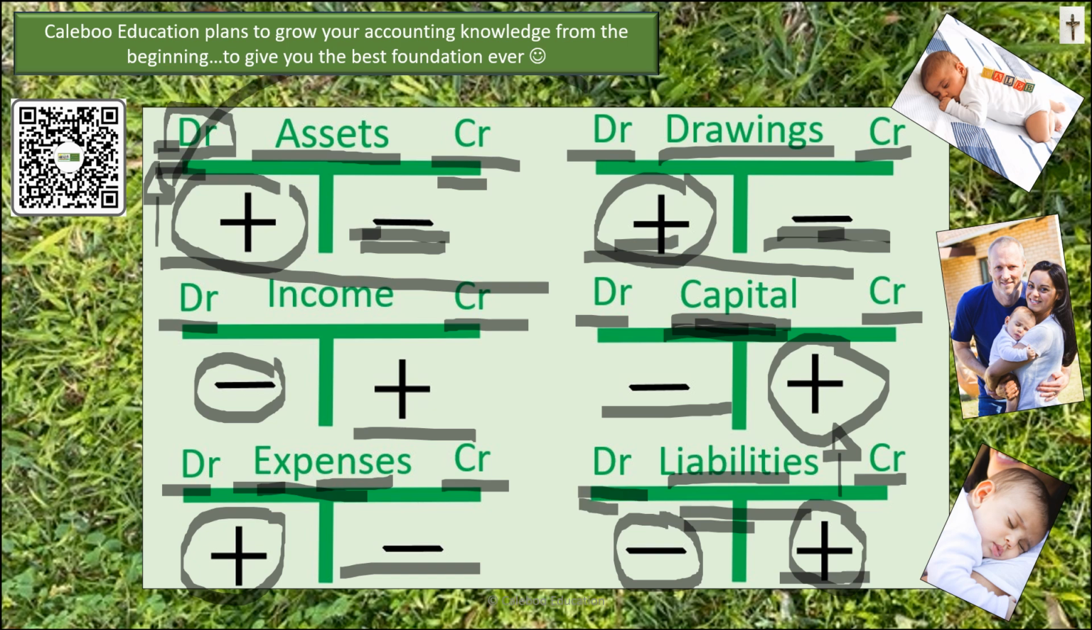You need to know these rules like you know your alphabet. It will help you to apply the rules. You also need to know your definitions of assets, drawings, income, capital, expenses, and liabilities. I'm harping on it, but it is extremely important. Now, how are you going to remember these rules? In the next slide, I will introduce an acronym to remember these rules.